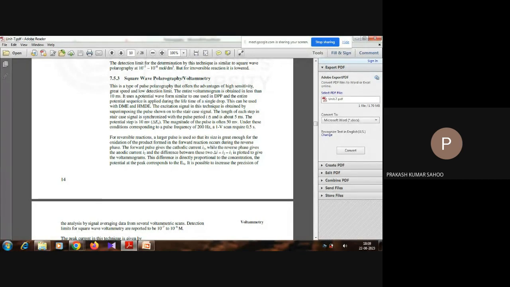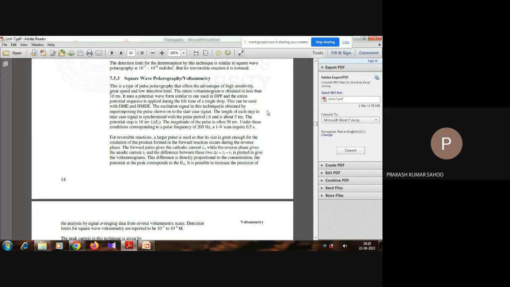It uses a potential wave, which means the time is very short. When time is less, the speed will be greater. It uses a potential wave similar to one used in DPP, differential pulse polarography, and the entire potential sequence is applied during the lifetime of a single drop. That means one single drop of mercury lifetime, where we will determine the potential sequence.